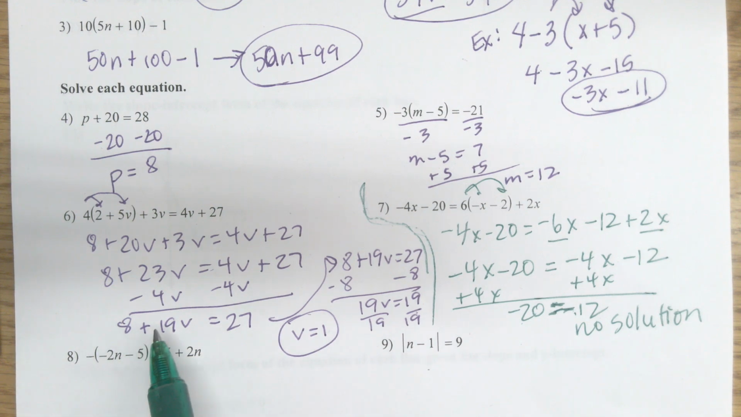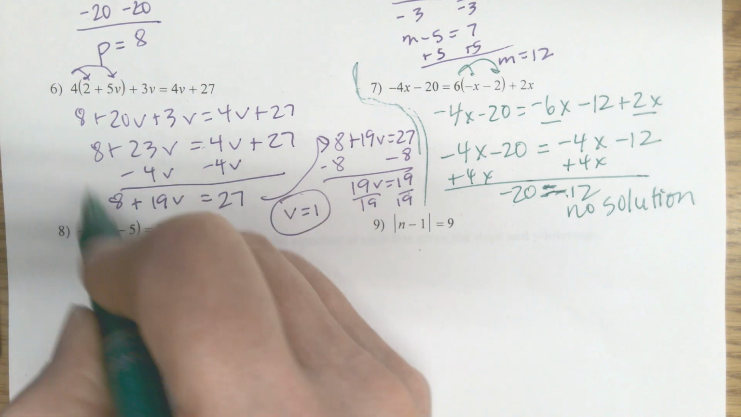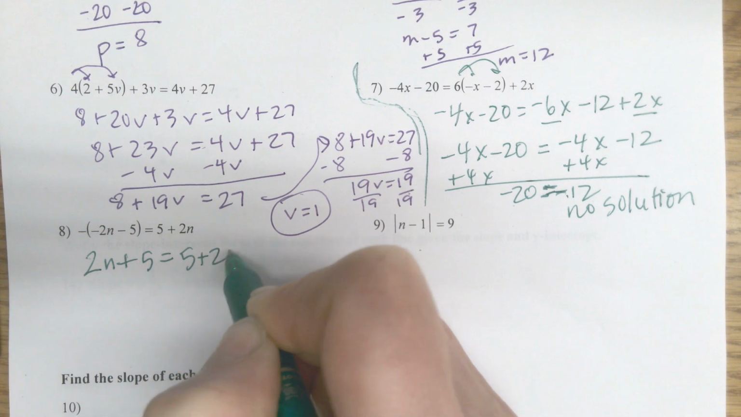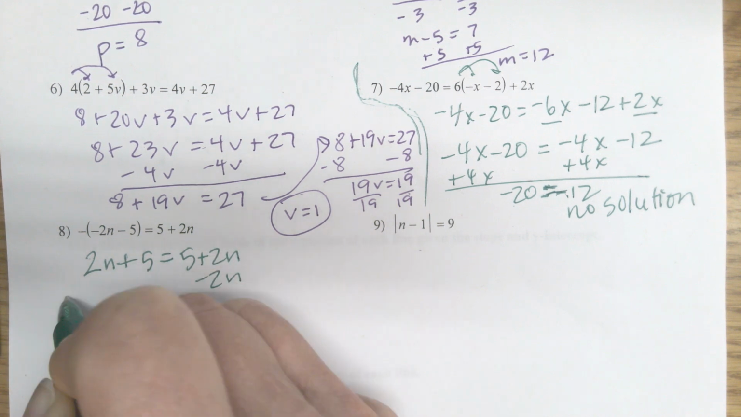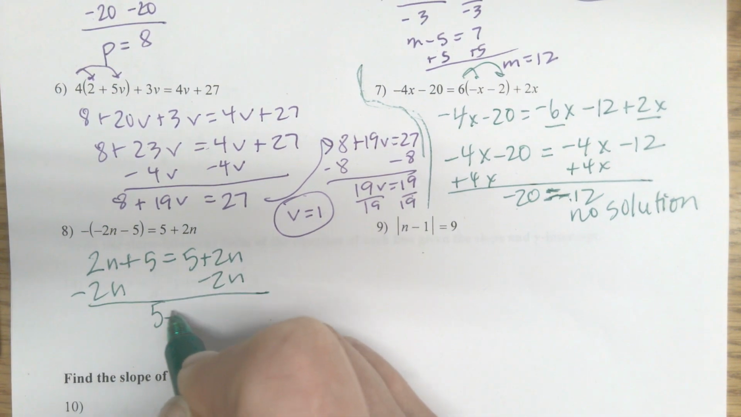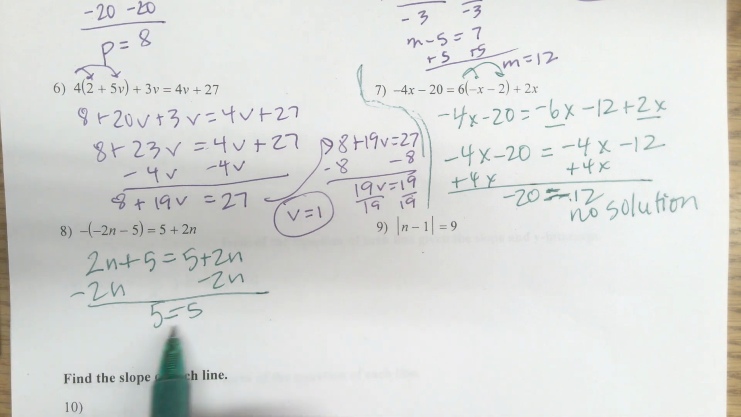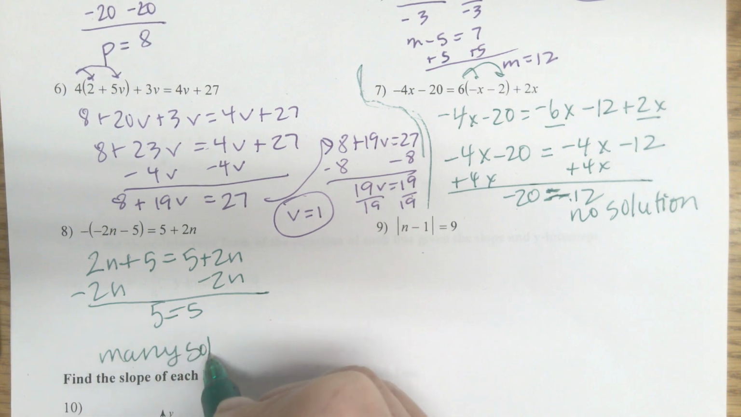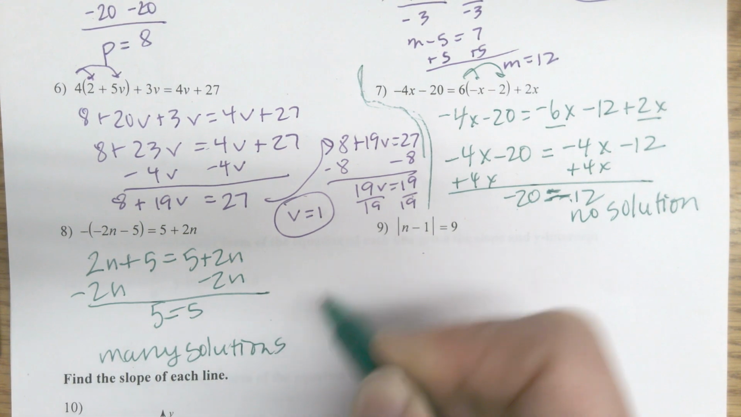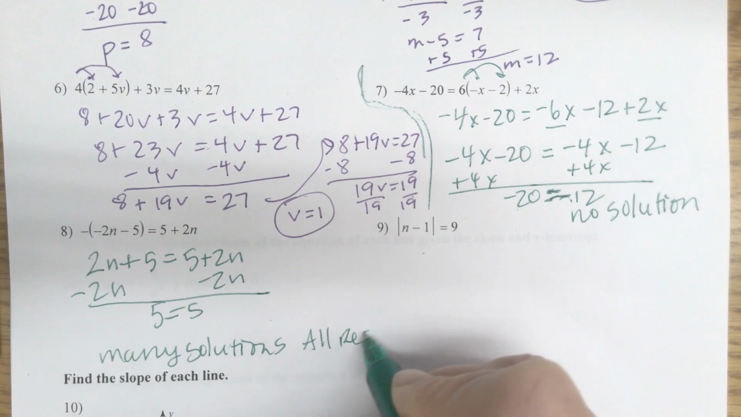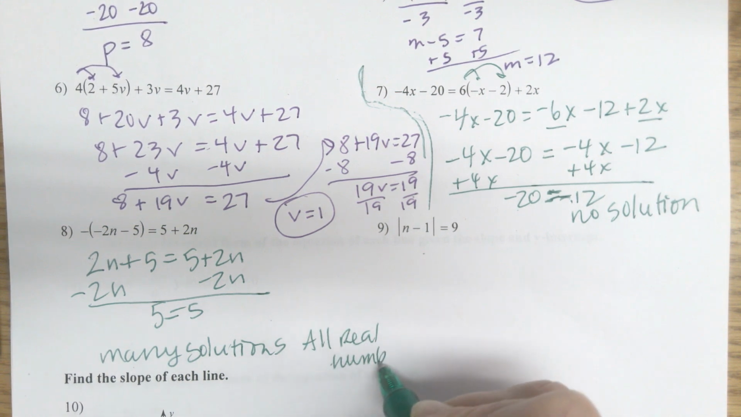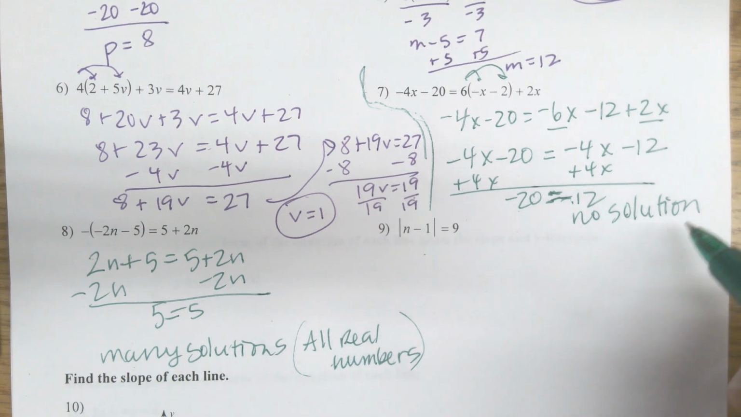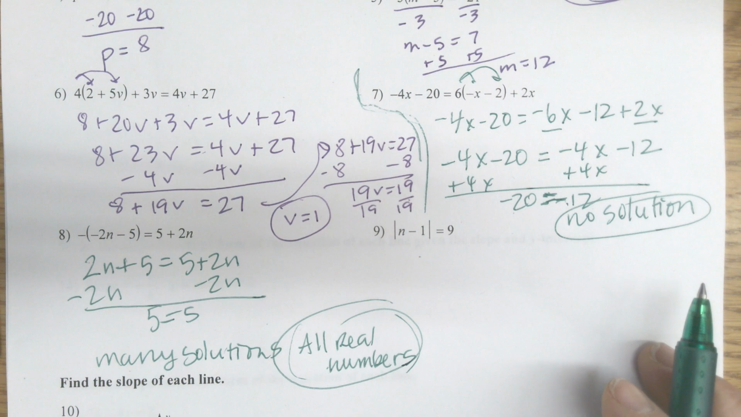Whereas in a problem like number 8, when I bring this through, I get 2n plus 5 equals 5 plus 2n. When I subtract the 2n out, I end up with 5 equals 5. This is always true, so I write this as many solutions, or sometimes I can even write this as all real numbers. That's another way that they'll write that one. No solution or all real numbers would be another way to write those.